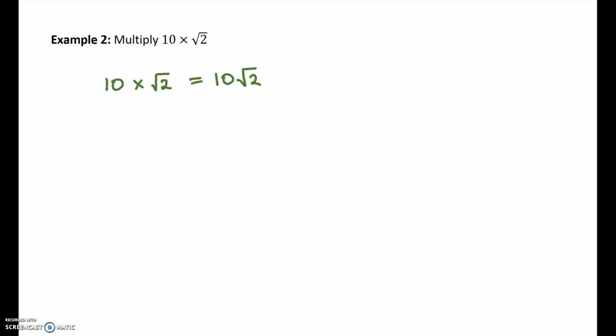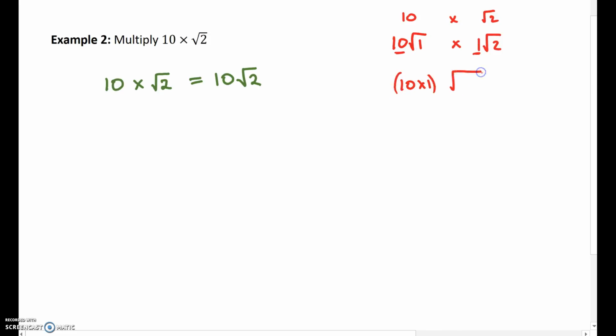Now if you want a little explanation as to where it comes from, think about it like this. Think about it as though this was 10 times the square root of 1, this is your 10, times 1, times the square root of 2. This is the square root of 2. So then the outside numbers would be 10 times 1, and the inside numbers would be 1 times 2.